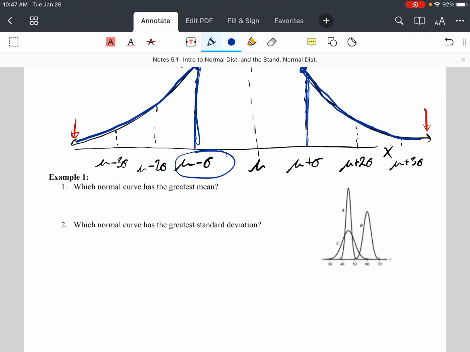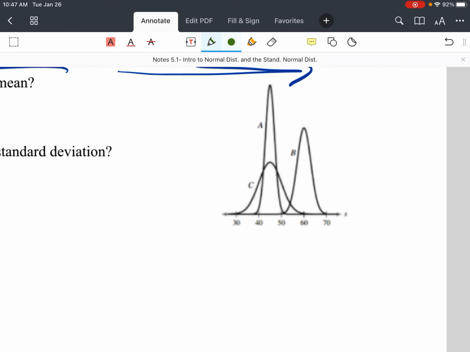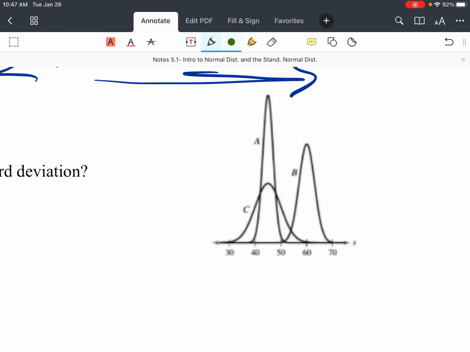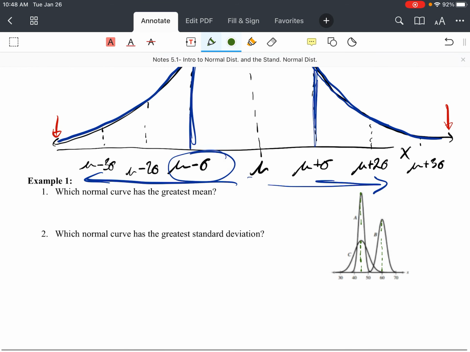All right, so let's take a look at an example. It says, which normal curve has the greatest mean? Remember that the further to the right the peak is, the higher the mean. The further to the left the peak is, the lower the mean. So we're looking at this graph for the peak with the highest x value. Notice that the x value here is approximately 45, same with graph C. However, graph B actually hits right around 60. So the normal curve with the greatest mean is graph B.